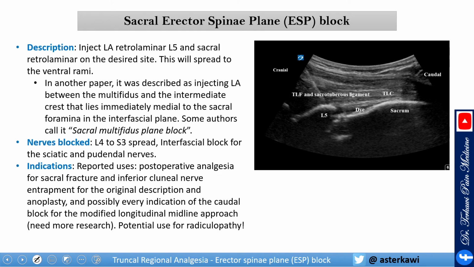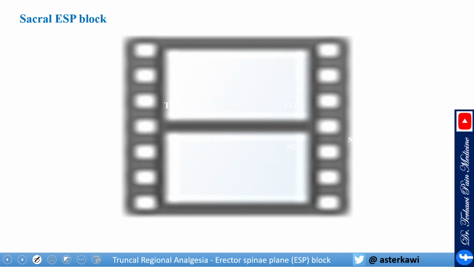Indication: there are some reported uses, still case reports, still early to judge. Postoperative analgesia for sacral fracture looks attractive here. And inferior cluneal nerve entrapment for original description. Anoplasty looks another attractive indication here. Possibly every indication of caudal block, and for chronic pain, possibly or potentially for S1 radiculopathy. We still need to see more studies, but this looks promising, and it is also easy to perform.